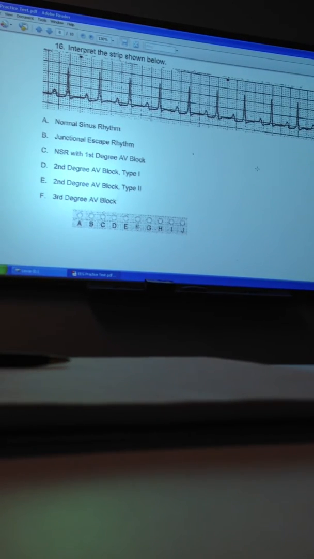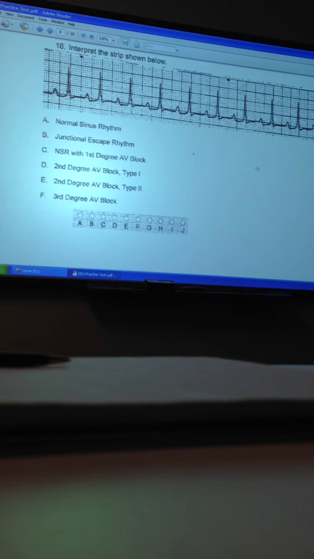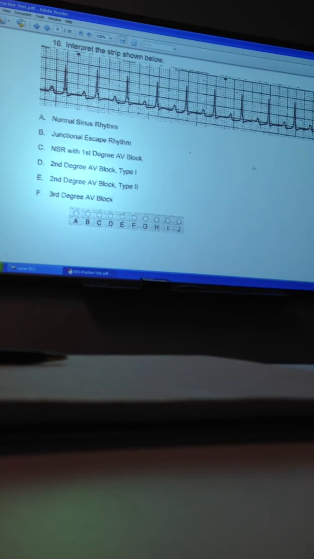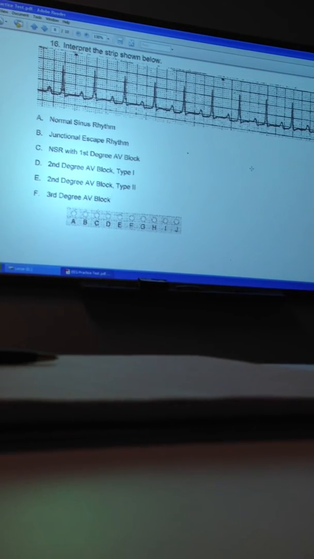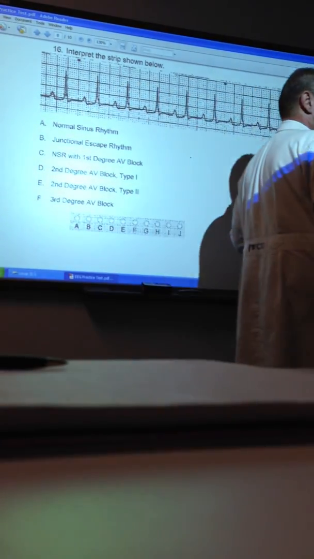We have sinus rhythm going on, because we got P's for every QRS, so we know it came from the sinus node. It's just taking a long time to get down to the AV node, so your PR interval is a little bit longer. So we have a sinus rhythm with a first degree AV block. Observation. Observe. Okay?